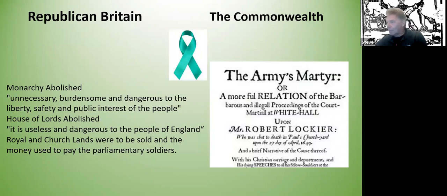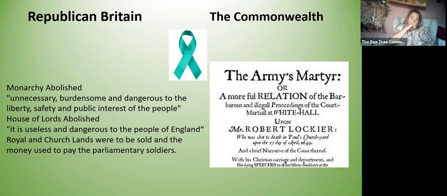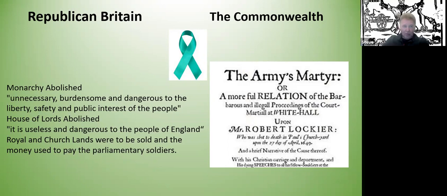So the king's gone. The problem was the parliamentarians didn't really know what to do next. They passed a law abolishing the monarchy on the grounds that it was unnecessary, burdensome, and dangerous to liberty, etc. And they did the same for the House of Lords, being useless and dangerous to the people of England.